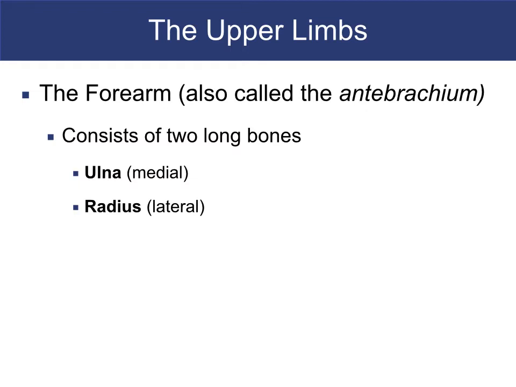So this is the radial side of your wrist. This is the ulnar side of your wrist. And however you can figure out to memorize those and keep them straight forever, it's a good thing.